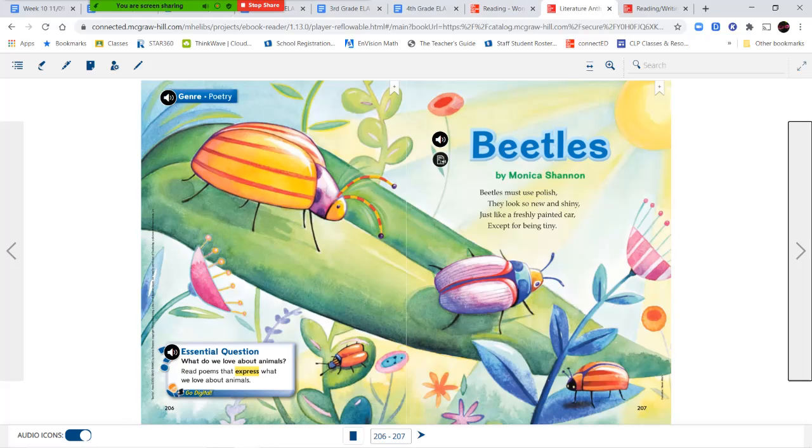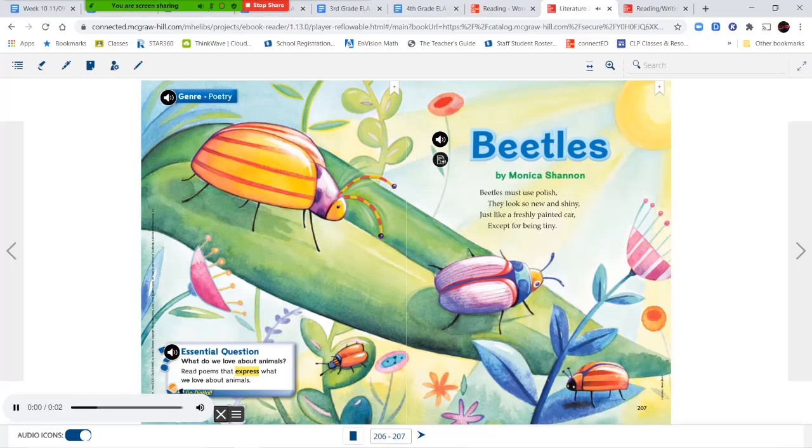Now, this week we're talking about poetry. So the genre that we're going to be working with this week is poetry. Genre, poetry. Essential question: What do we love about animals? Read poems that express what we love about animals.